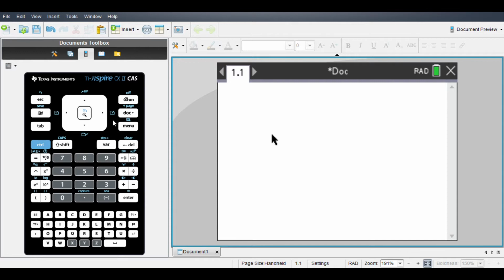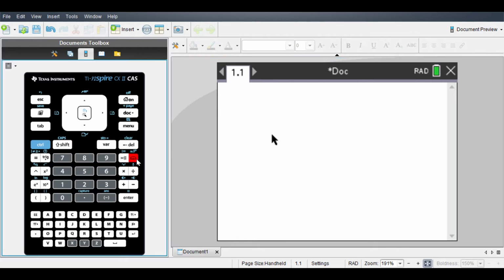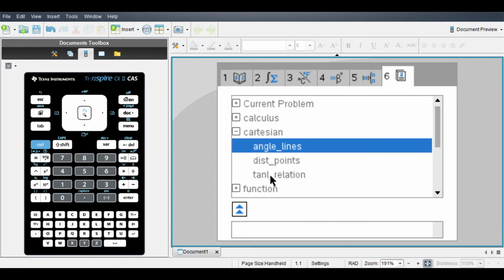In this video, I'll talk about how you can write a program to calculate the tangent to a relation at a given point. And this is how the final program will look like.